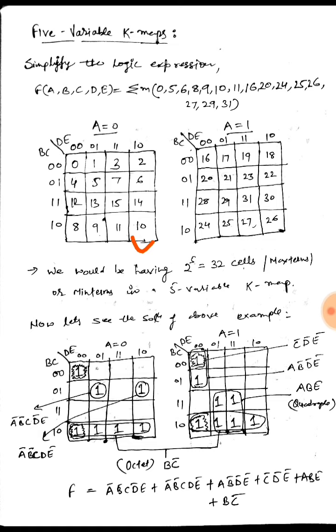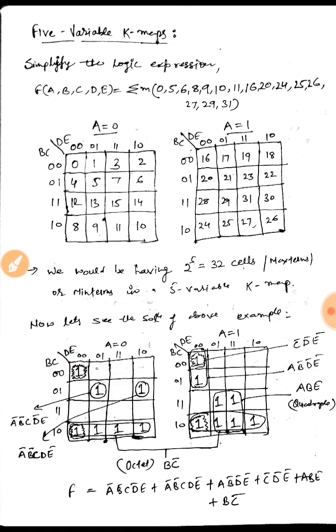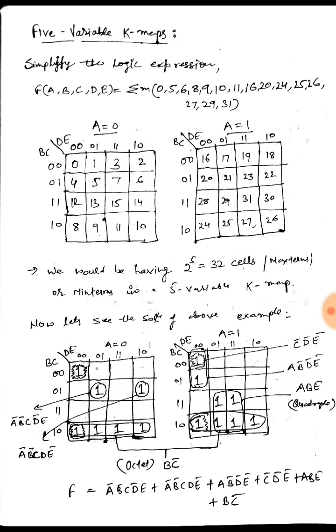So one K map would have cells 0 to 15, and the other one would have 16 to 31, as 2 raised to power 5 is 32 cells. I can make one K map using these 5 variables too, but to simplify it, I am using two 4 variable K maps, one for A is equal to 0 and one for A is equal to 1, and all the corresponding cells are adjacent, that is 8 is adjacent to 24.